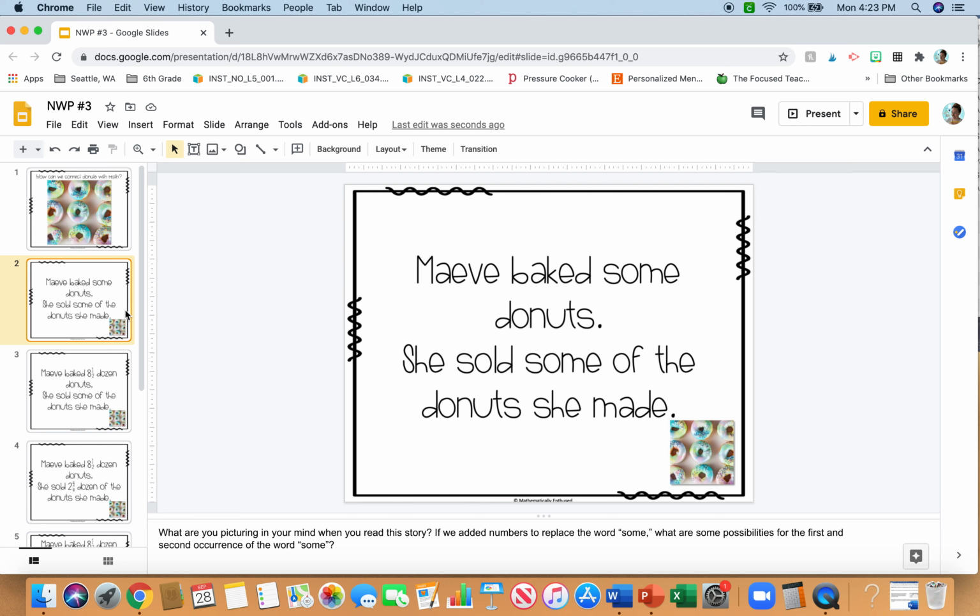So now we're going to talk as a class and have them jot quickly. If we added numbers that replace the word some, S-O-M-E, what are possibilities for the first sum we're looking at, and the second sum that we're looking at? Well, if she baked some and then sold some, the number she baked has to be greater than the number she sold, because you can't have negative donuts, right? We don't go to Dunkin' Donuts and they don't tell us we owe you a donut. There's no negative donut, right?